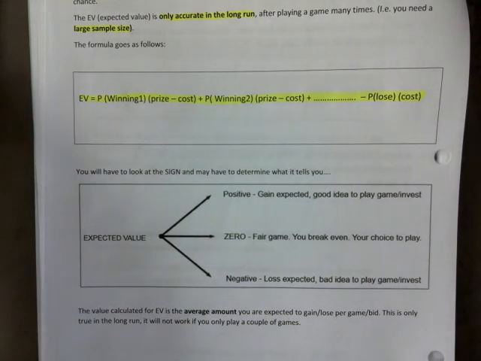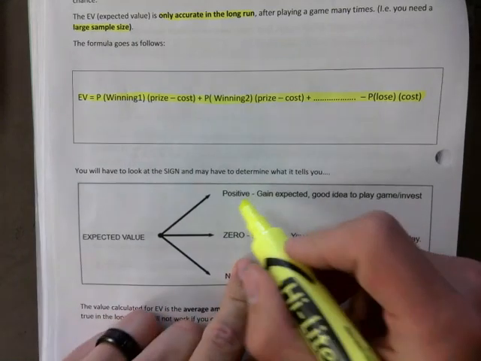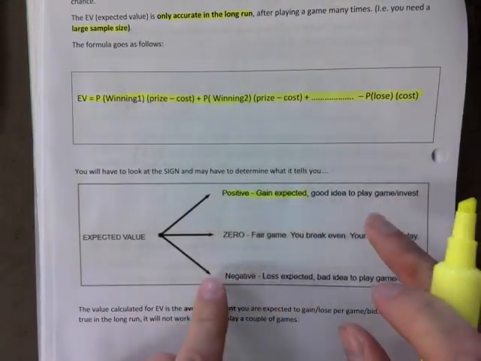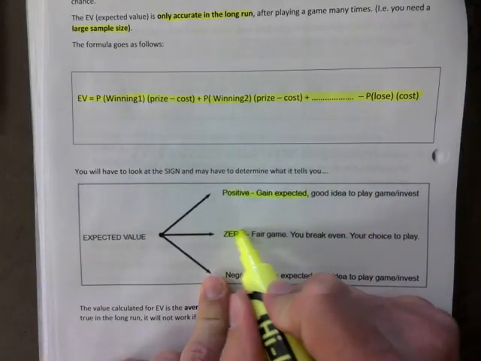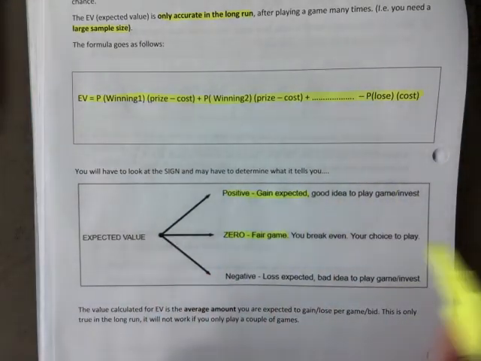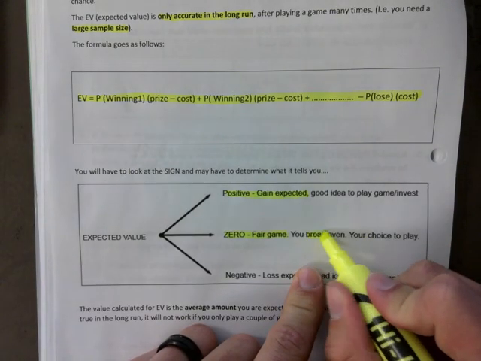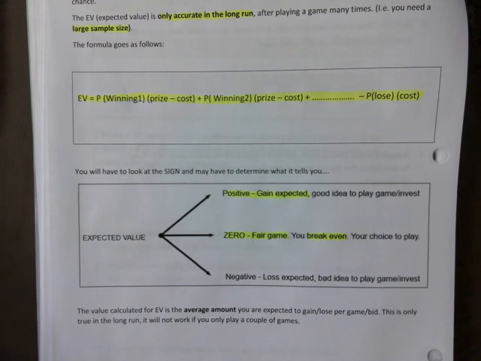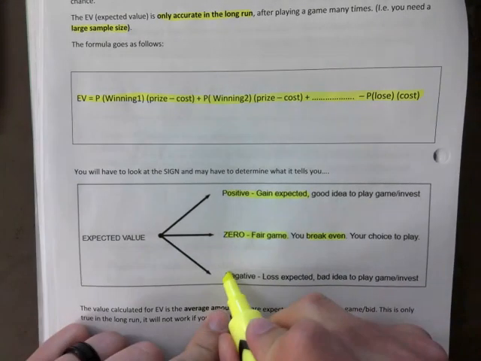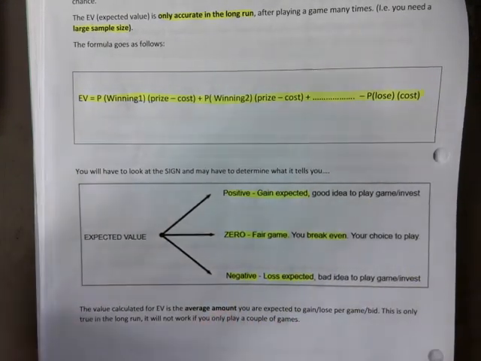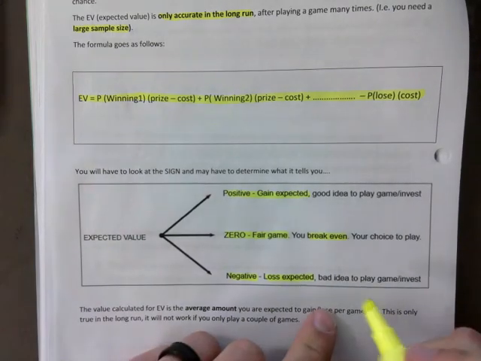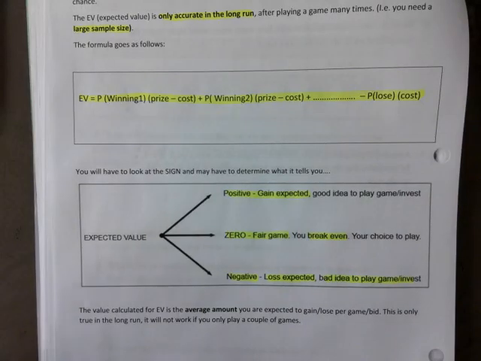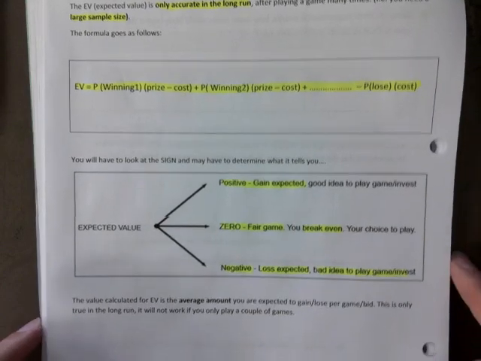So expected value can be positive or negative. If it's positive, that means we expect a gain. So it's a good idea to either play the game or invest. If it's 0, it's fair play. It's a fair game. You can think of it as equal odds. And if it's negative, you expect a loss, right? So it's generally a bad idea to play the game or invest, depending on the context that we're talking about.